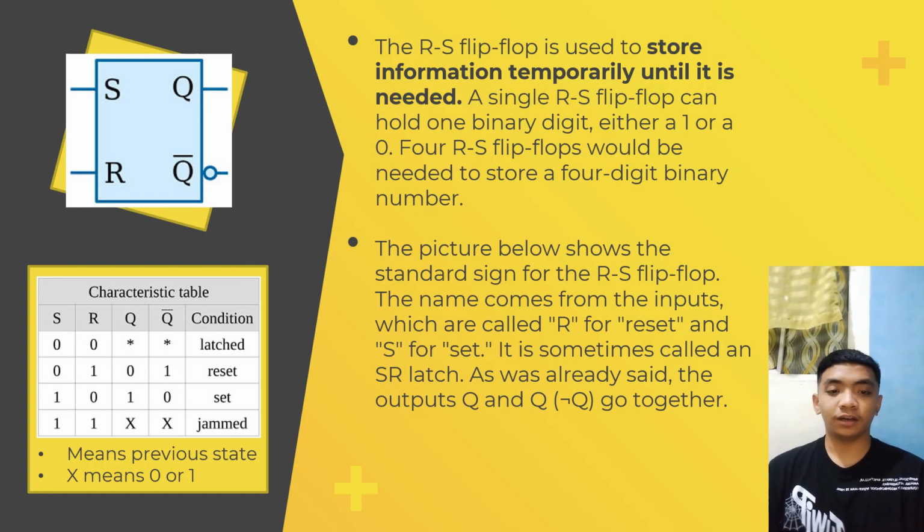Good day everyone. Today I'm discussing the RS flip-flop. The RS flip-flop is used to store information temporarily until it is needed. A single RS flip-flop can hold one binary digit, either a 1 or 0. Four RS flip-flops would be needed to store a 4-digit binary number.